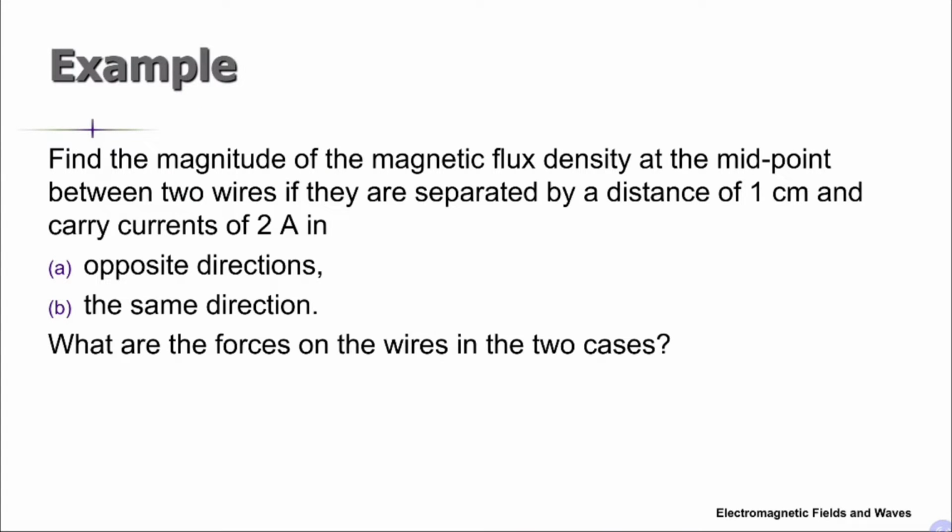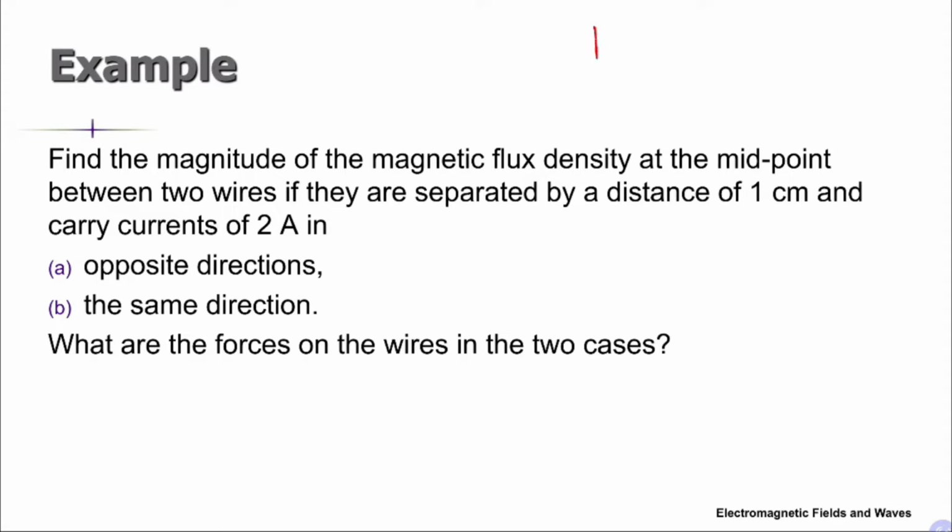This is the example I left in the last lecture. You're asked to find the magnitudes of the magnetic flux density at midpoints between two wires if they are separated by a distance of 1 centimeter and carry currents of 2 amperes.